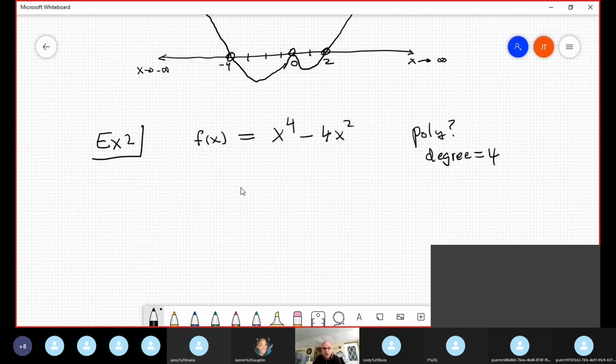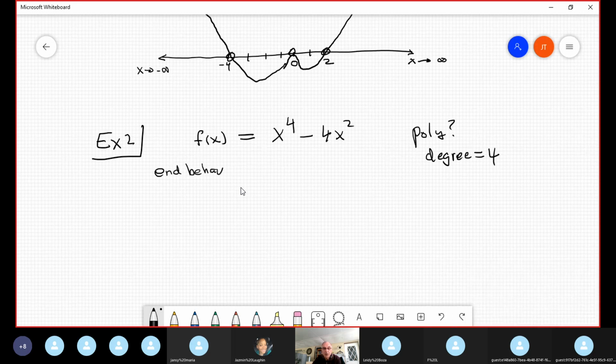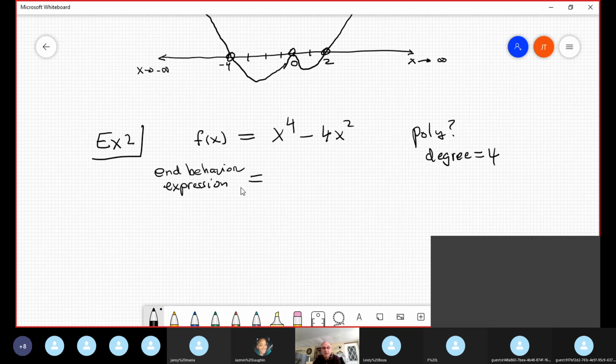Okay. What is the end behavior expression? And this is easy because it's expanded form, not factored form. What is the end behavior expression? Exactly, x to the 4th power.